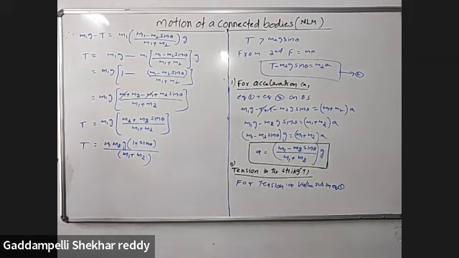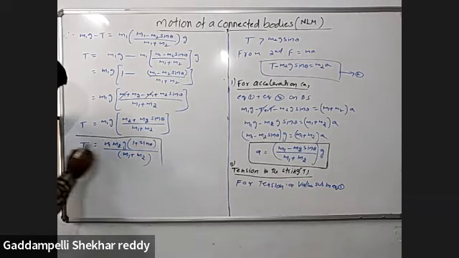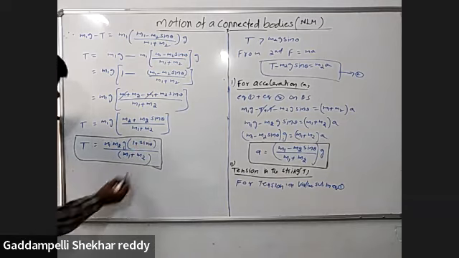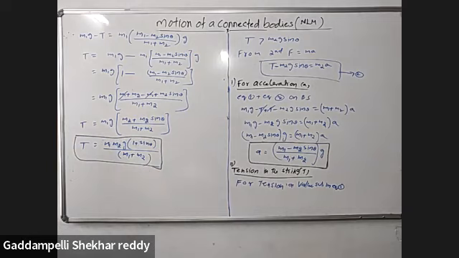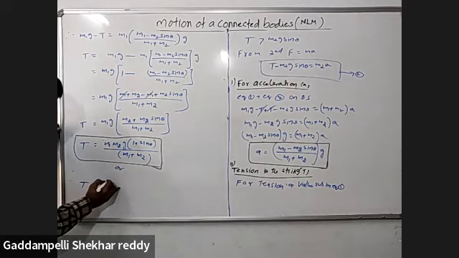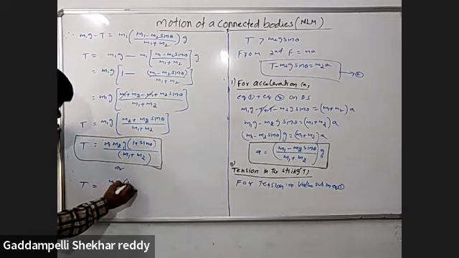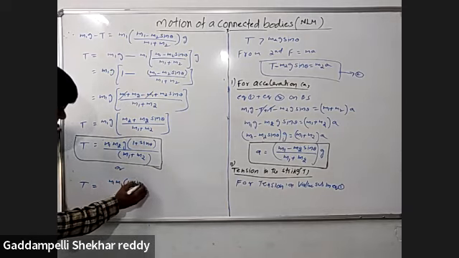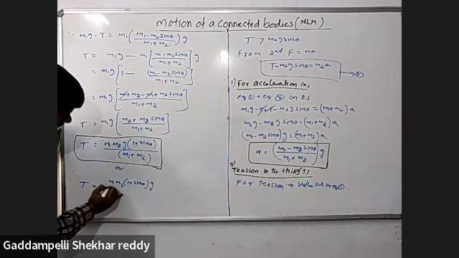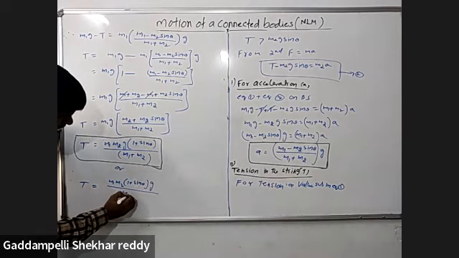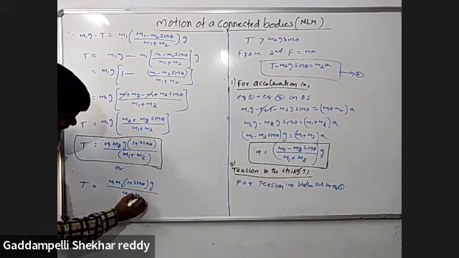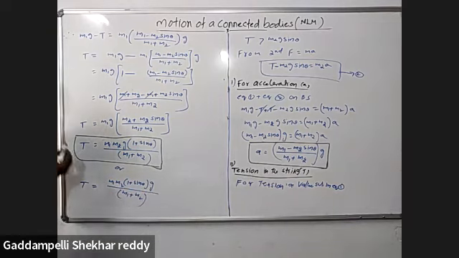Okay, this is the tension in the string. We write T equals M1 M2 times 1 plus sin theta, into G, divided by M1 plus M2.